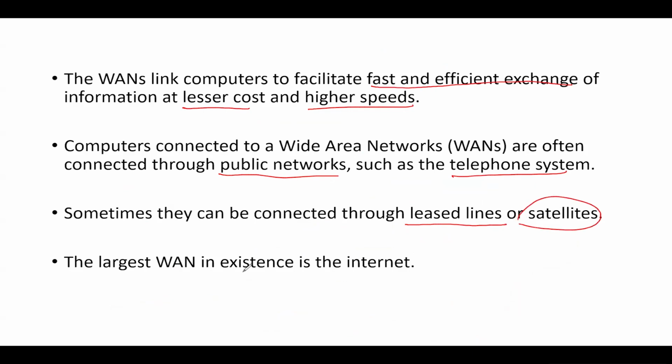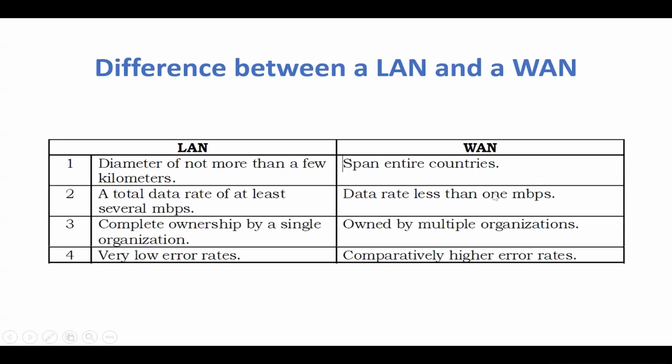Okay, the largest WAN in existence is the internet. So the internet, as you know, is the biggest network of networks, that we can take as an example of a WAN, because there we have n number of LANs and MANs connected together. It forms a WAN. That is why the internet is one of the largest existing WANs.